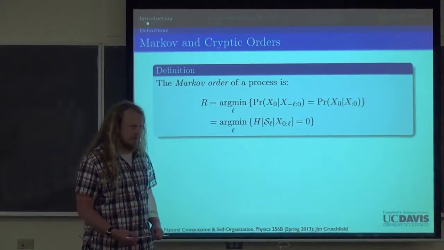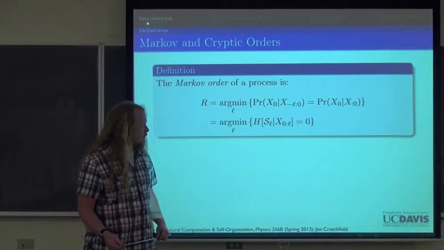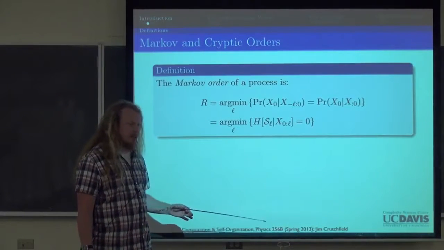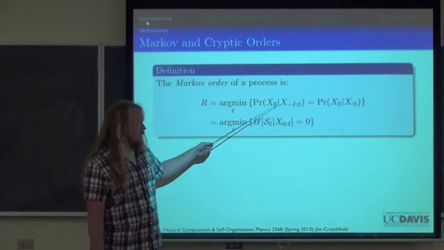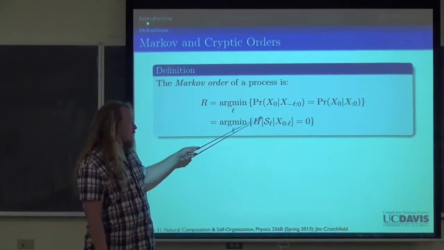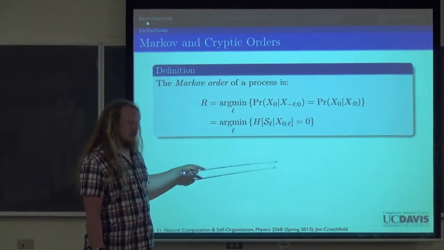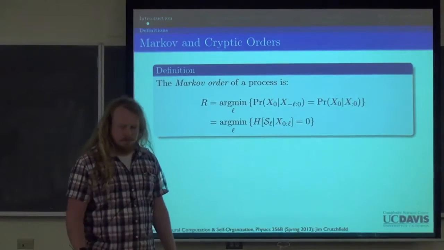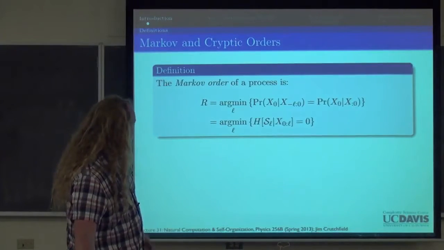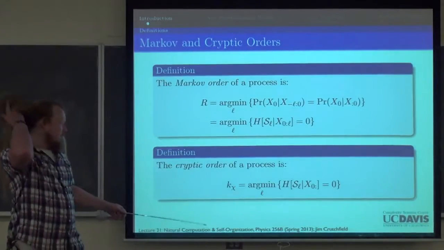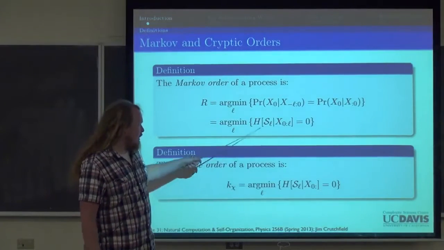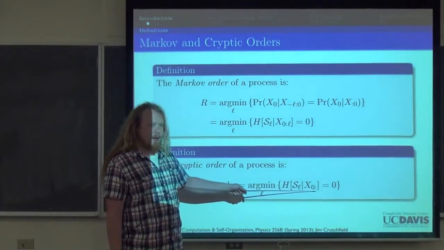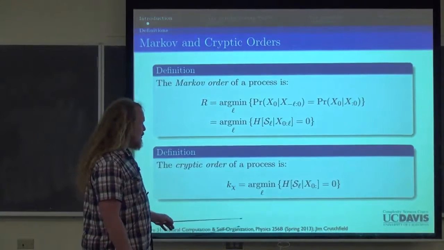Yeah? So why is it x from 0 to L instead of minus L to 0? Because these processes are stationary, we can shift the index we call 0 anywhere we want. And writing it this way will make more sense when we define the cryptic order. So I shifted it over. And so the cryptic order, following on this definition, is the same equation, except instead of this being a finite block, we consider it an infinite block. Now this might be a little weird.